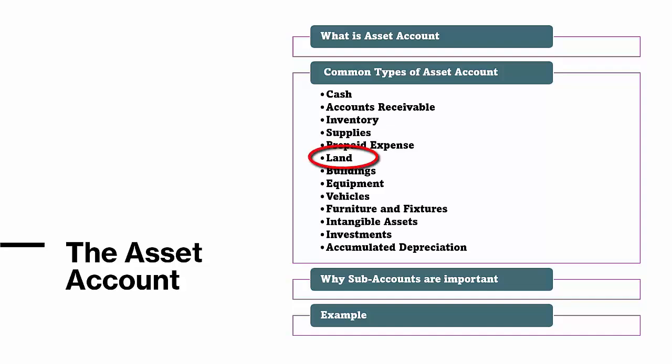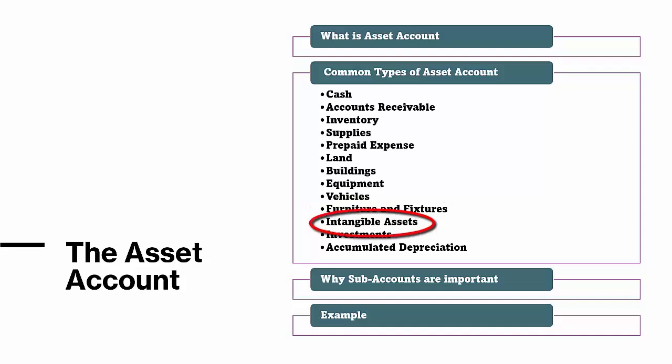6. Land. This includes land that the business owns. Unlike most assets, land doesn't wear out or lose value over time. 7. Buildings. Buildings owned by the business are recorded in this account. Over time, buildings may lose value. We call this depreciation, but they still hold substantial value. 8. Equipment. This includes all machinery, computers, tools, and other equipment the business uses in its operations. 9. Vehicles. If the business owns any vehicles, such as delivery vans or trucks, they are recorded in this account. 10. Furniture and fixtures. This account includes things like desks, chairs, and shelves used in the business's offices or stores.